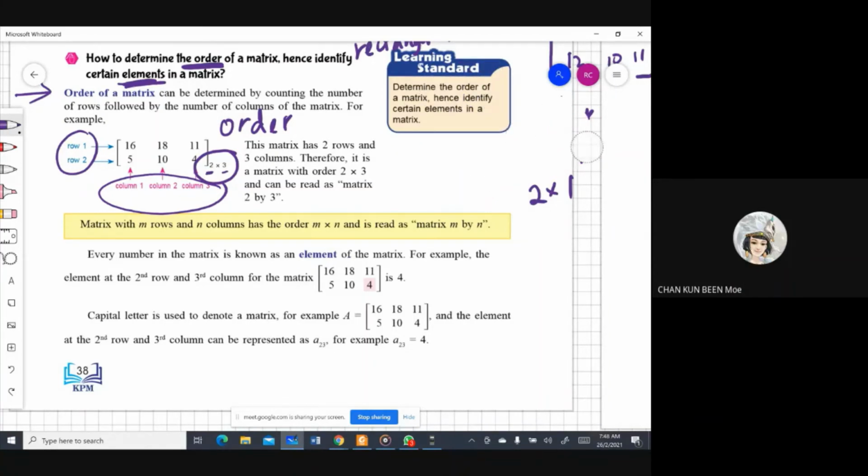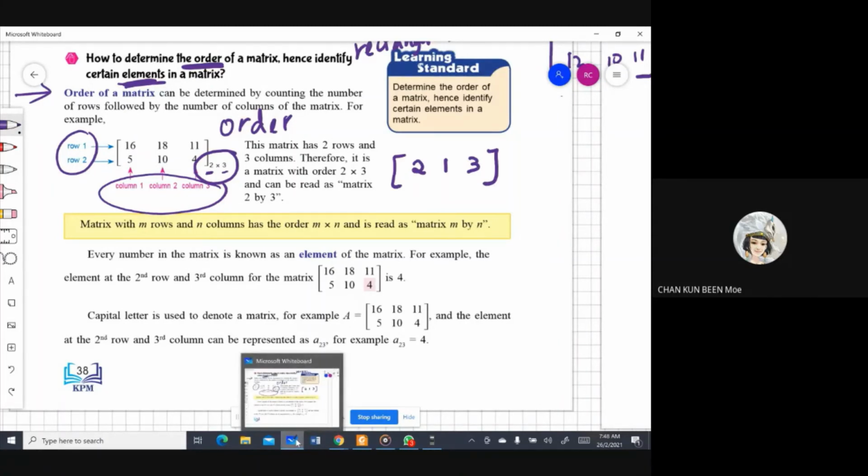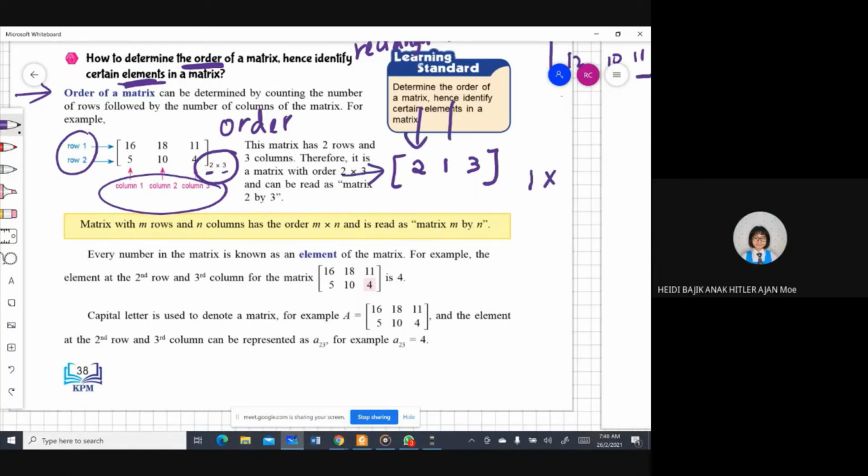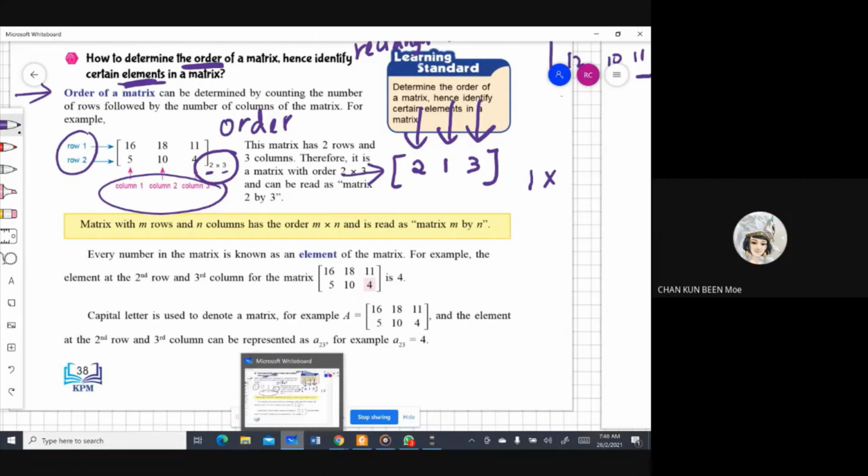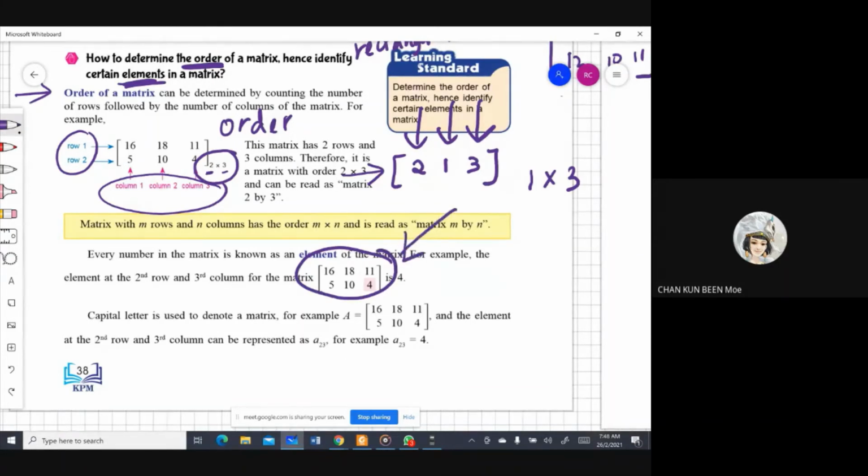Okay, now I'm going to give you another question, Hedy. What is the order for this matrix? Is it 1 by 1? It's not 1 by 1. It's 1 row by 3 columns. Yes, it's matrix 1 by 3. Okay. What about this matrix here? No, I don't want to use this. I change it. Okay, thank you, Hedy. So I move to the next person now.